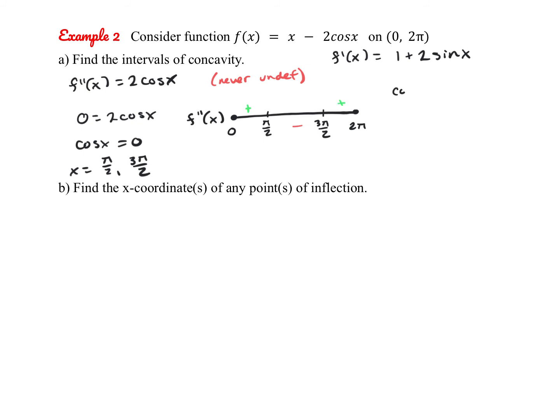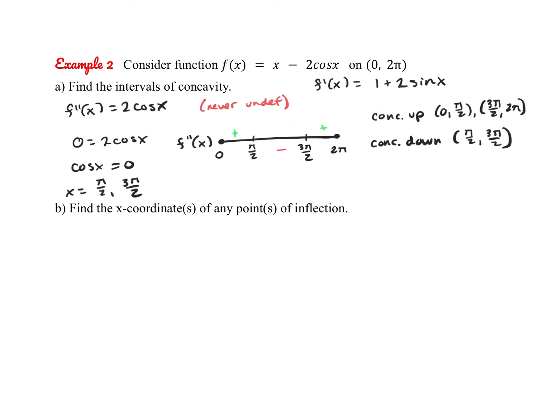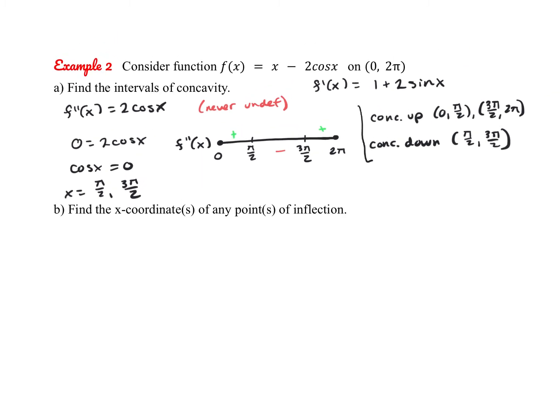So then wherever our second derivative is positive, we are concave up. So that's from 0 to pi over 2, and then 3 pi over 2 to 2 pi. And wherever our second derivative is negative, we know that we are concave down. So that's from pi over 2 to 3 pi over 2. So those are our intervals of concavity.